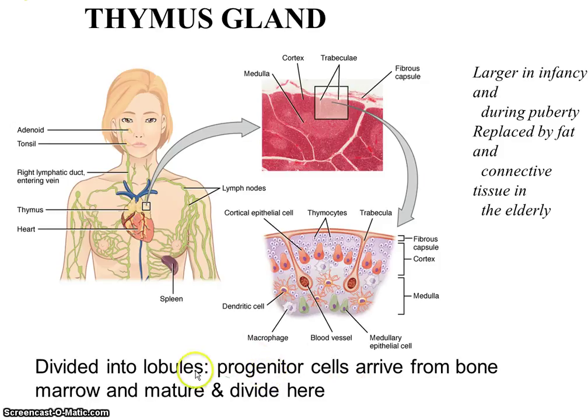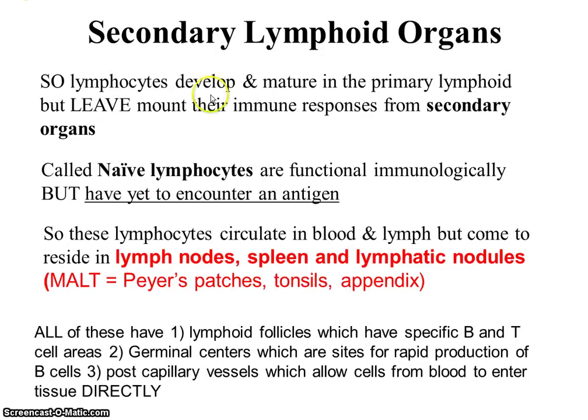Progenitor cells, so this is the precursor or the before cells, immature cells, arrive from bone marrow and mature and divide here. So we see areas where they're actively dividing and areas where there's mature ones that will then leave the thymus to populate secondary lymph tissue. So secondary lymphoid organs, right? So again, develop and mature in the primary, leave from, and do your defense from a secondary. They're called naive because they, again, haven't been exposed to the antigens on the pathogens yet.